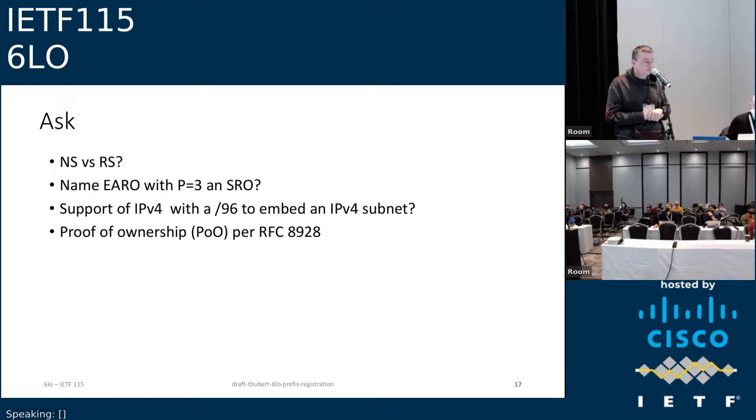So yes, I would like to see discussions on where we want to go with this. If we go for adoption, would we care for doing an SRS? Do we want to call the ARO with P equals 3 a stub registration option? Do we want to support IPv4 prefixes using /96? Do we want to extend the zero trust that we have with 8928? And all those questions.